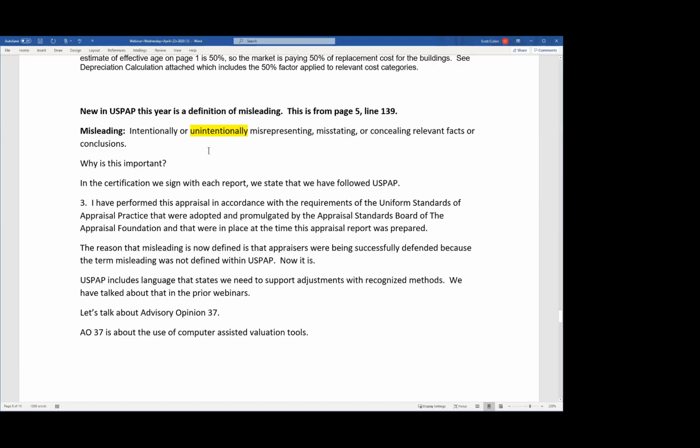So unintentionally is kind of scary. We really should have a grip on what we're doing, right? If we're going to sign our name that we're following USPAP, especially nowadays, we have to state that we're not unintentionally misrepresenting. And I think unintentional misrepresentation is pretty common. So you've got to know your stuff. Why is this important? Again, it's because the certification we sign says that we've completed the assignment by following USPAP. Now, another part of USPAP, it's not new this year, but we want to talk about it.